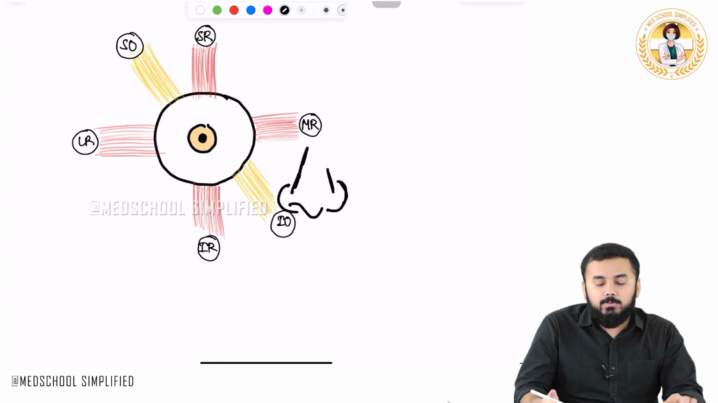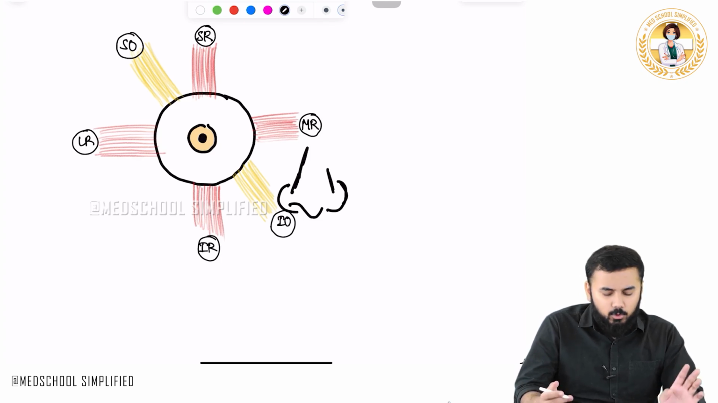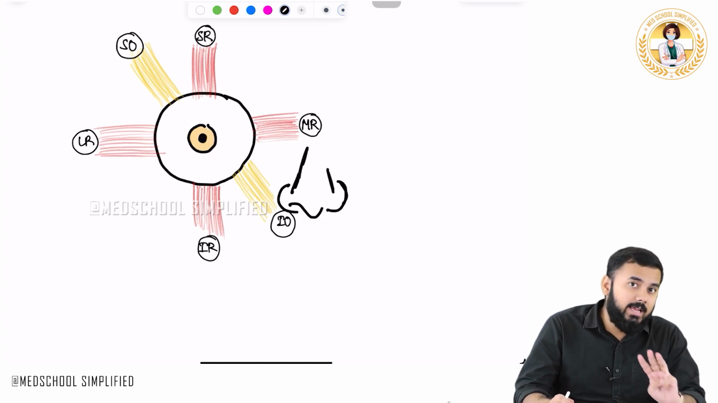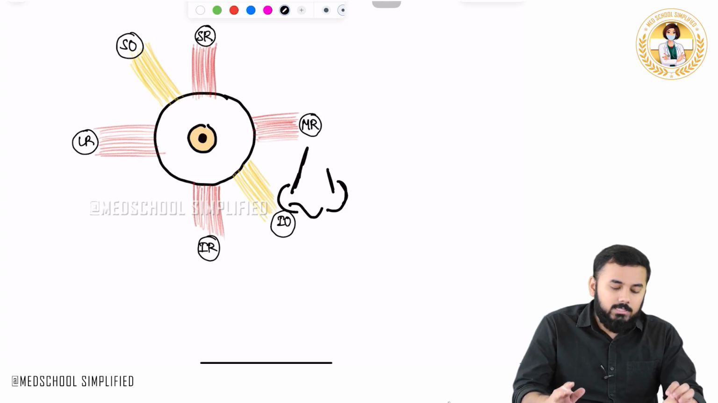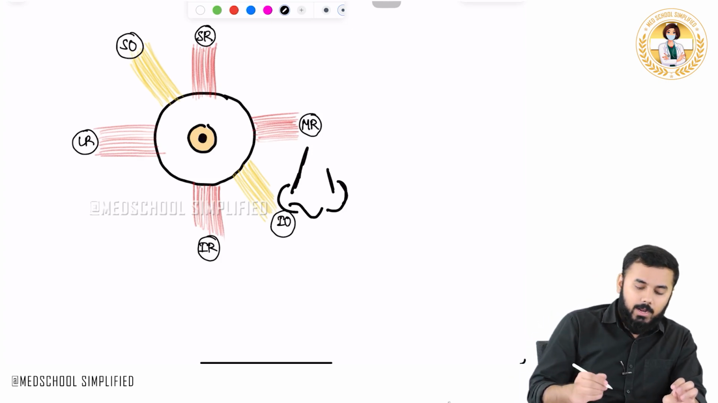Out of all these muscles, leaving 2 muscles, most of the muscles have got 3 actions. What are these 3 actions? Primary action, secondary action and tertiary action. So what is the primary action? All of you know what the primary action is over here.